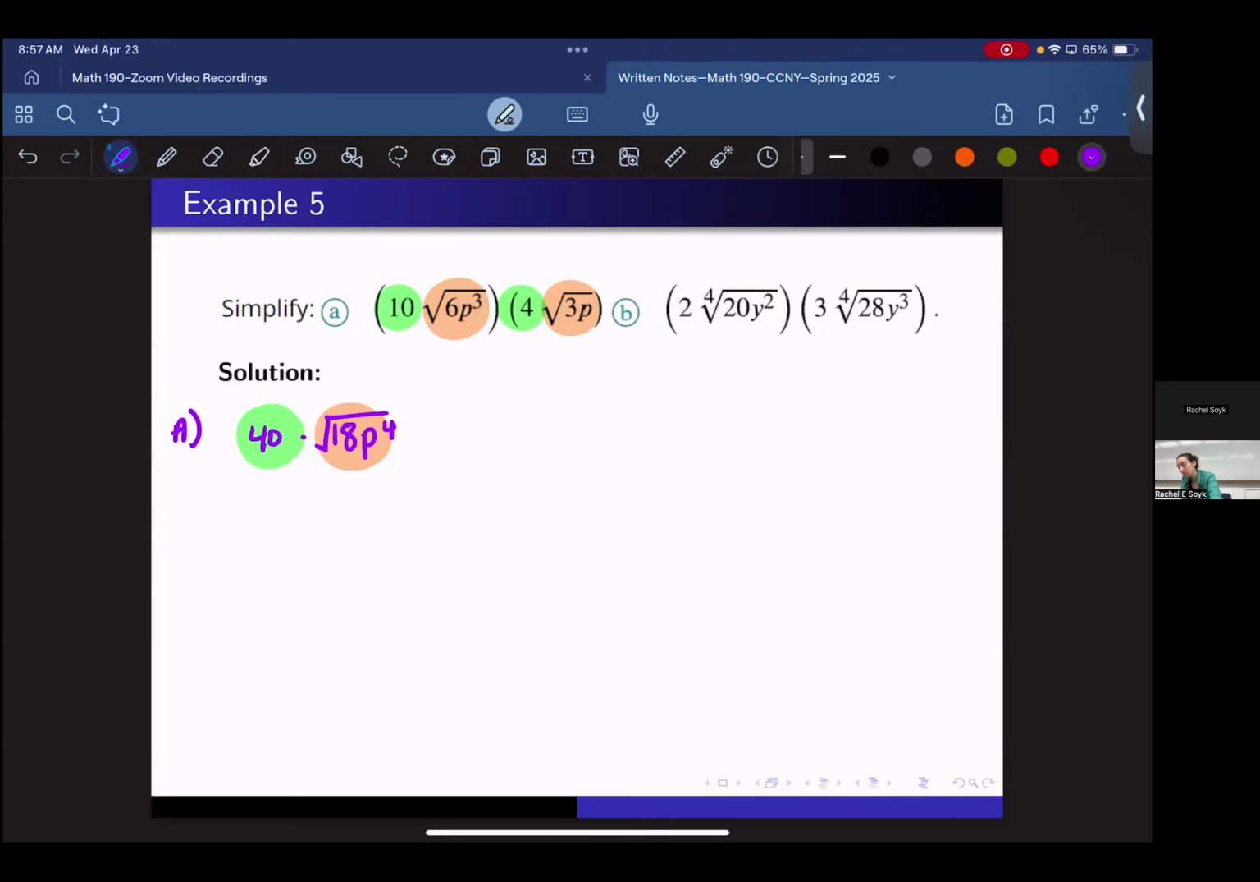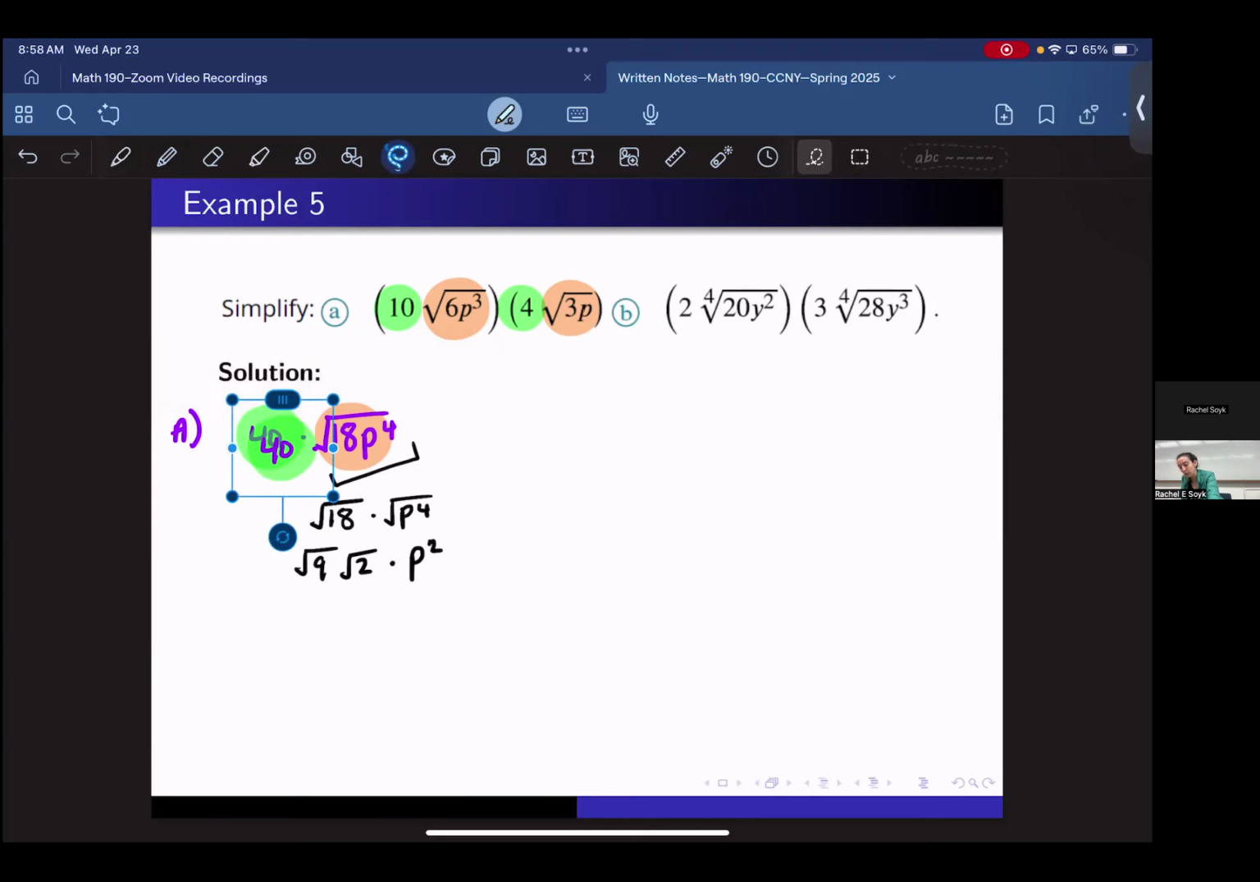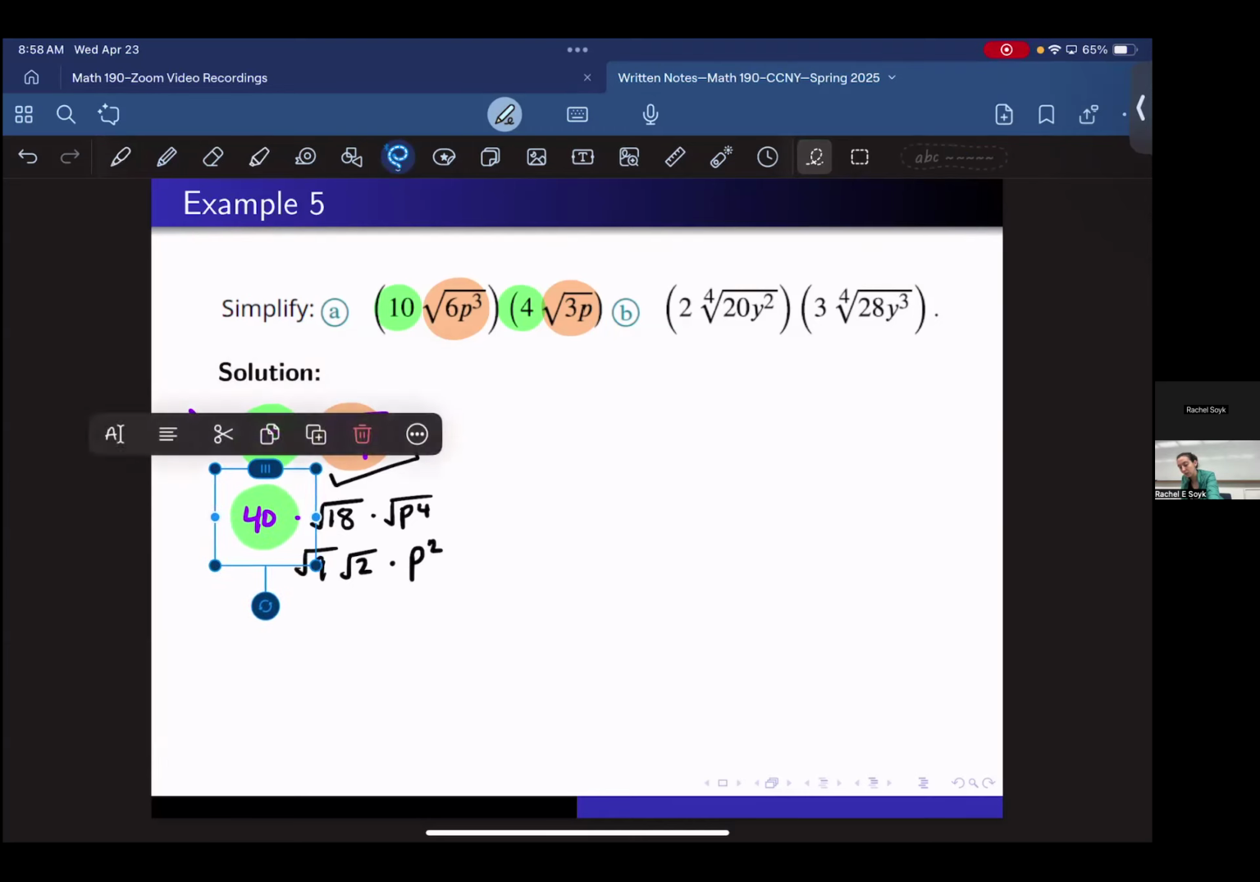And now, what can we break this up into? Well, let's look at them separately. This is the same as the square root of 18 times the square root of p to the fourth. The perfect square that goes into 18 is 9, so we can break that up into square root of 9, square root of 2. And the square root of p to the fourth, that's a perfect square. That's just p to the second. Let's go ahead and bring down that 40. Don't want to forget about that.